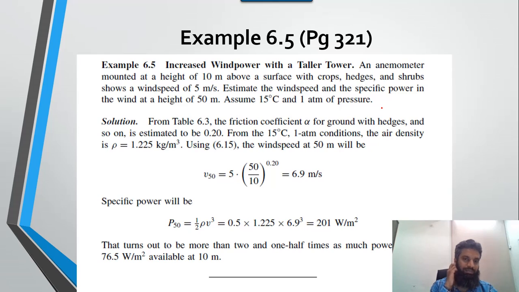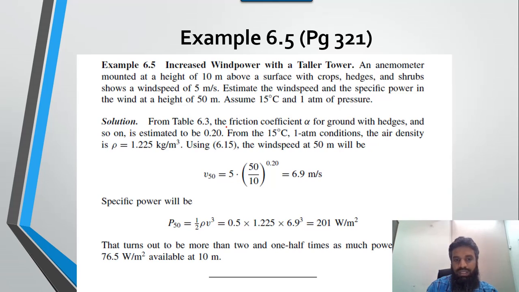So this is an example. An anemometer mounted at 10 meters above the surface, with crops, hedges, and shrubs, shows a wind speed of 5 meters per second. Estimate the wind speed and the specific power in the wind at a height of 50 meters, assuming 15 degrees centigrade and 1 atmosphere pressure.